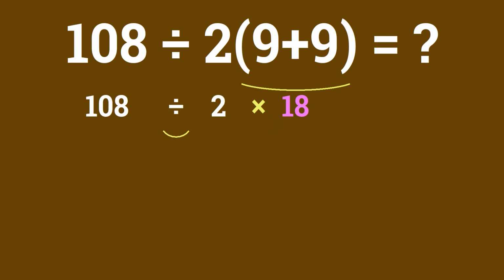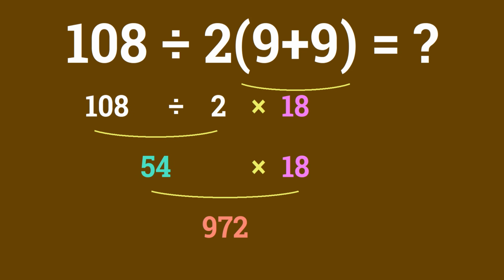Now we have one division and one multiplication. So we have 108 divided by 2, which equals 54, times 18, which equals 972. And this is our final answer to this problem.